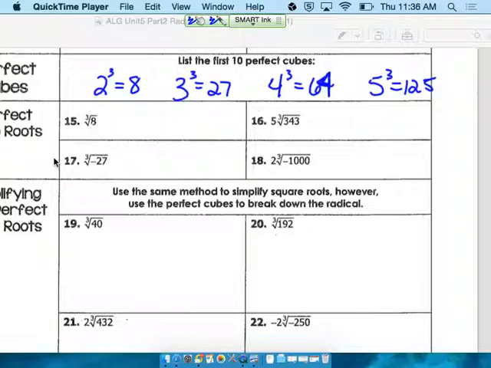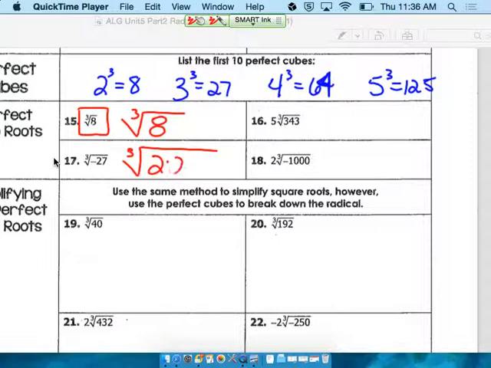So now when I'm looking at my radical, I can see that a number is written inside my index. So here in number 15, the 3 is written in the index. So that's your cue that you're looking for a factor or factors of this radicand multiplied times themselves 3 times. So the index tells you how many times the factor should repeat in the radicand in order for it to be a perfect square or a perfect cube. So your simplified answer for number 15 is just 2 written outside of the radical.